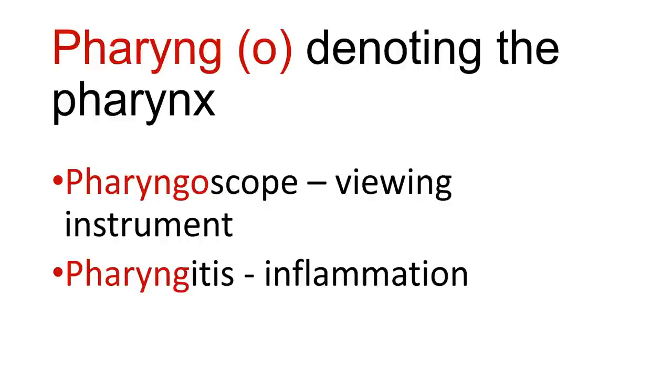Pharyngo denotes the pharynx. And pharynx is actually the Greek word for throat. So a pharyngoscope is an instrument for viewing the pharynx. Pharyngitis is inflammation of the pharynx.